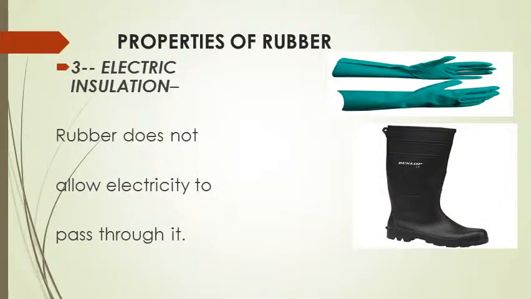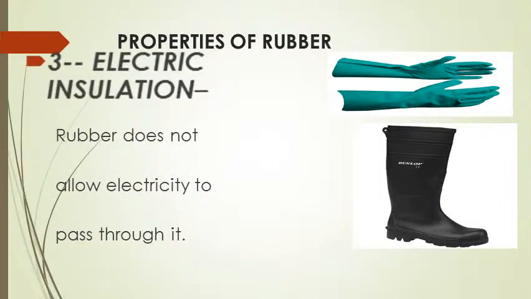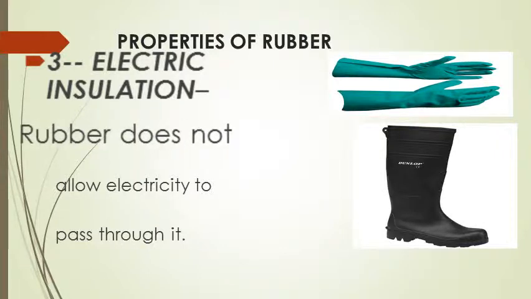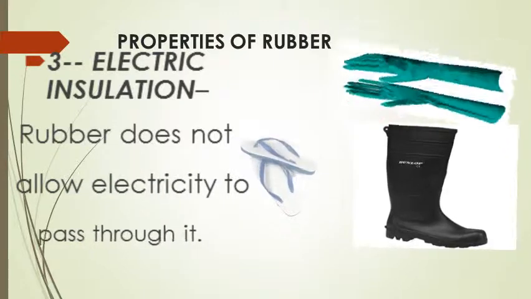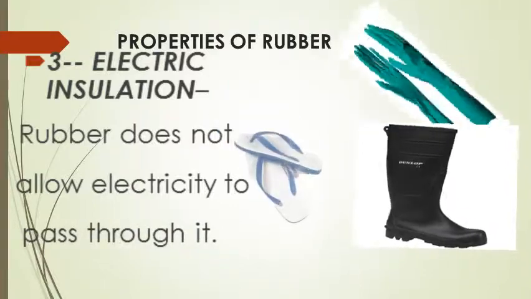3. Electric insulation. Rubber does not allow electricity to pass through. We use rubber to protect ourselves when we want to deal with electrical material, so that it will act as an insulator. Rubber is a very good insulator.